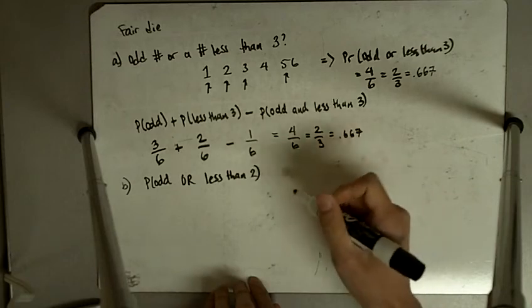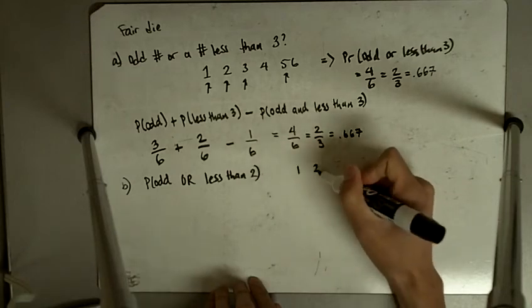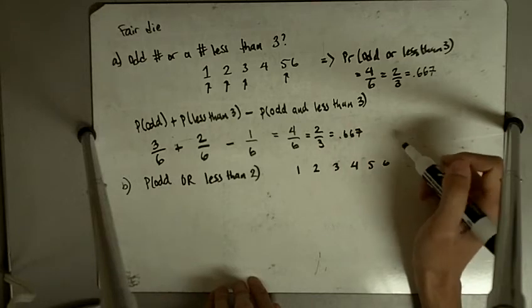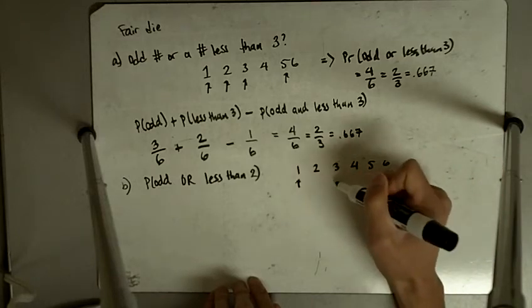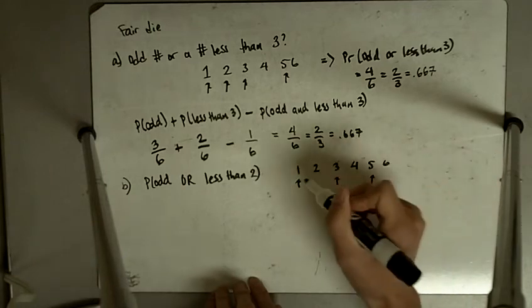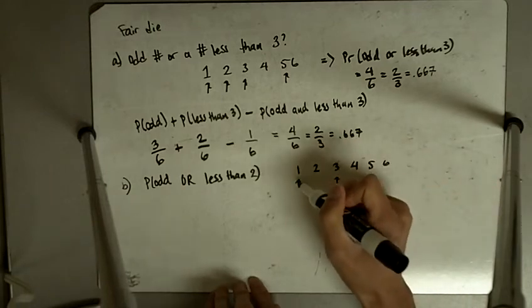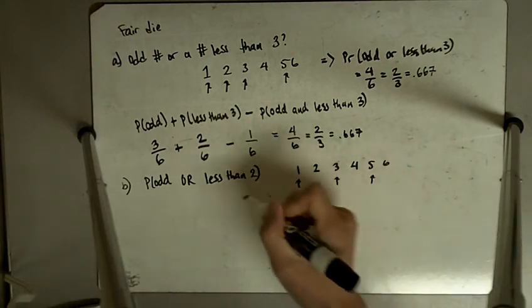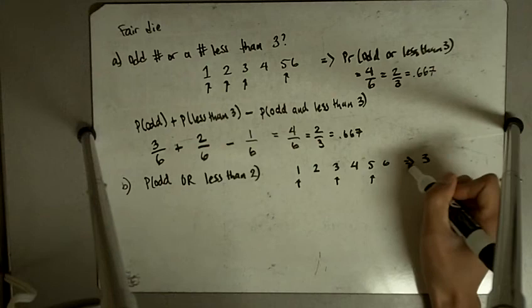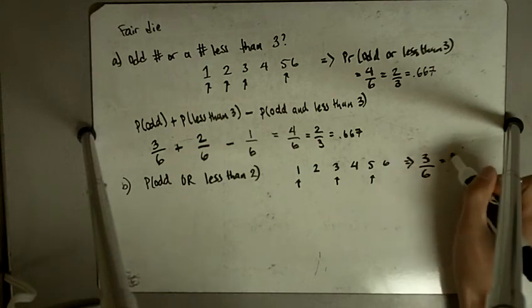Okay, so again, one way is we could list off all the possibilities. 1, 2, 3, 4, 5, 6. Okay, and we look at 1, 3, and 5. Those are the odd numbers. And the only number that's less than 2 is a 1. Okay, and so we would double count that. And so the probability of being odd or less than 2 is going to give us 3 out of 6, or 1/2.